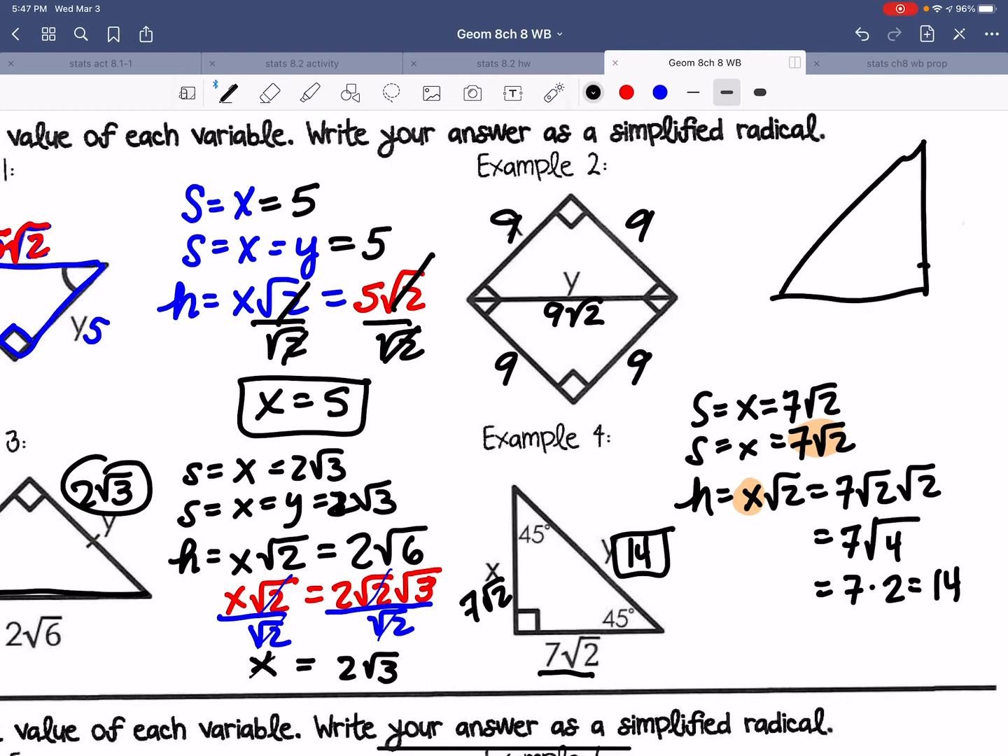Now this should look familiar because if you look back in your notes, one of the first questions we did, this side was 5 times the square root of 2, that side was 5 times the square root of 2, and this ended up being 10. So there's a similar pattern there with these numbers that you should be kind of realizing.